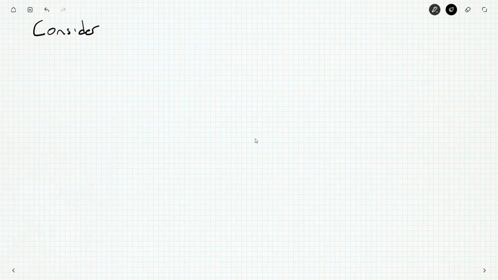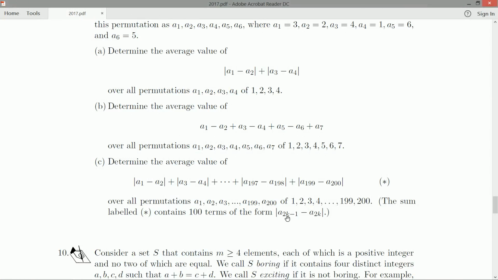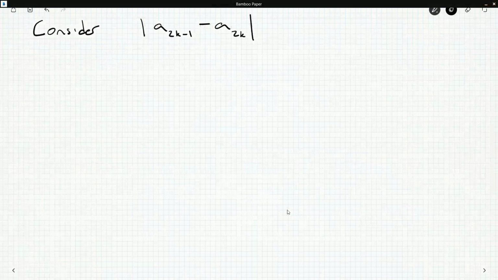Oh, geez. I wonder if we're going to have to do... Okay, so consider any old A2k minus 1 minus A2k. That's actually... I believe they give that to us. Yeah, that expression. So consider any one of these different absolute value differences.